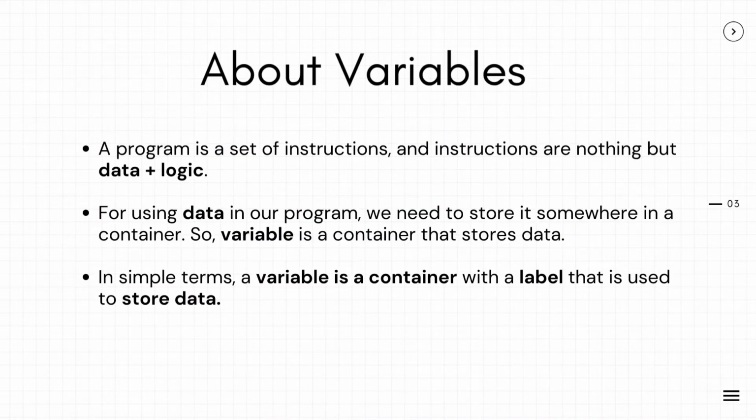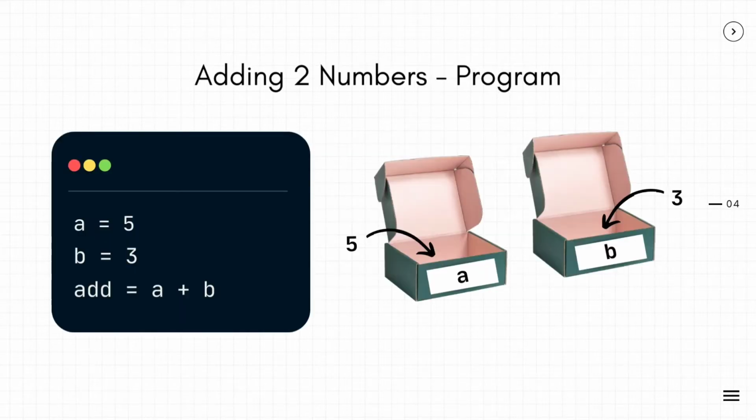Before understanding variables, let's understand what a program is. A program is nothing but a set of instructions, and these instructions are nothing but data plus logic. For example, we are writing a program on adding two numbers. As we discussed earlier, a program is nothing but data plus logic. So, to write this program, we need to have two numbers. In our case, we have 5 and 3. These 5 and 3 are nothing but data for us.